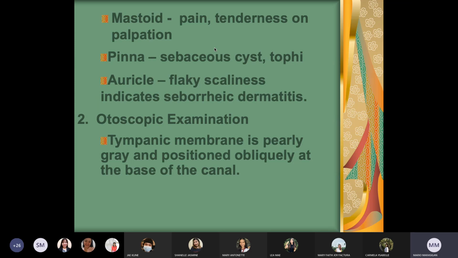So take note the position, the color of the membrane. Any unusual marking or deviation from normal are documented. Presence of fluid, air bubbles, blood, or any lesion or masses in the middle ear should also be documented or noted.